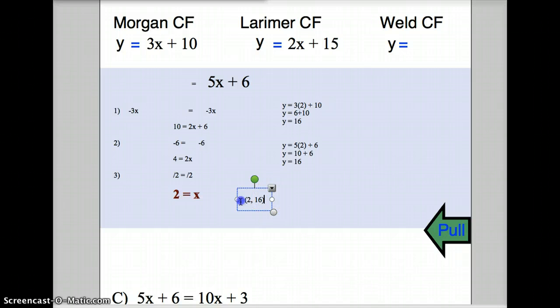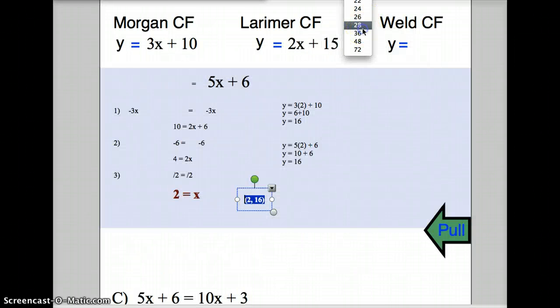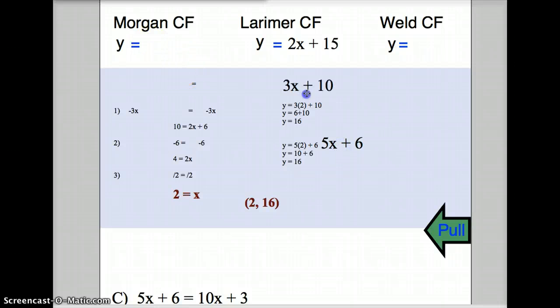And again, I'll make that nice and bold for you. Hopefully that makes sense. You'll notice that I took the Weld County Fair, I plugged in right there. I took the Morgan County Fair, and I plugged in right there. Only instead of the x right here, I put in the number 2, which I get from right over here. So the 2 plugs in for x. 3 times 2 is 6. 6 plus 10 is 16. And I showed that work right here. 5x, 5 times 2 is 10. 10 plus 6 is 16. And I showed that work right here. Hopefully that makes sense to you.